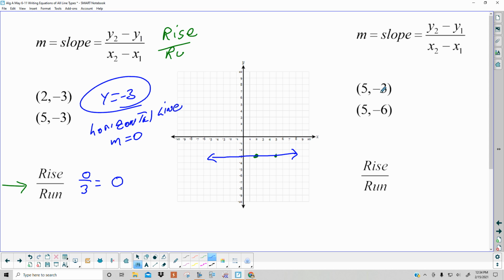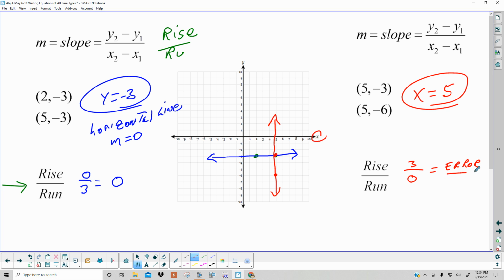Now let's check out this one. 5, -3 and 5, -6. So this is a vertical line. Remember, for vertical lines, they're only crossing the x, so they only have the x, and the x value where it's crossing is 5. So that's the equation of the vertical line. Now let's look at rise over run. From the lower point to the upper point, you're rising 1, 2, 3. But you're running nothing. And you cannot divide by 0. If you type this in your calculator, it's going to tell you error. That's not what you write for the slope. The slope is called undefined.